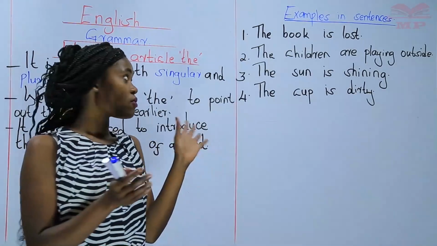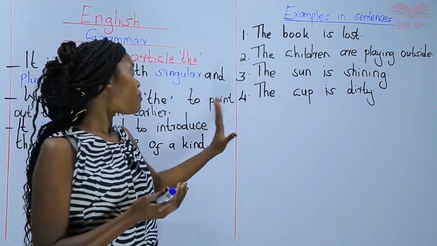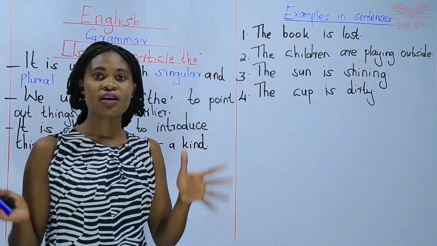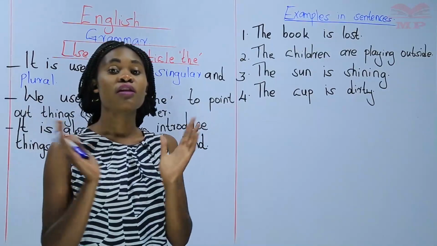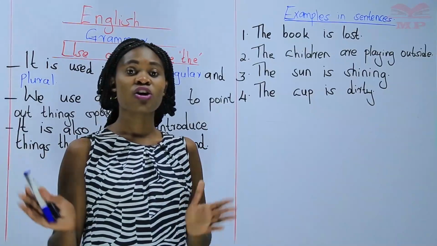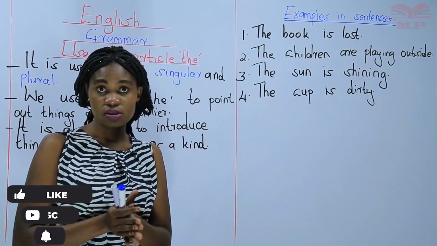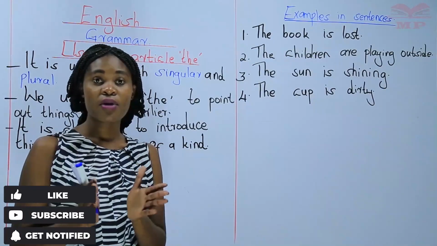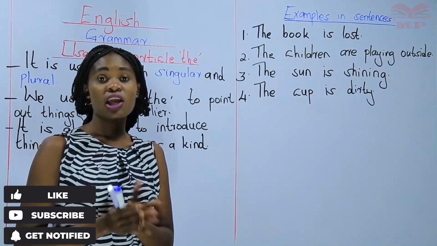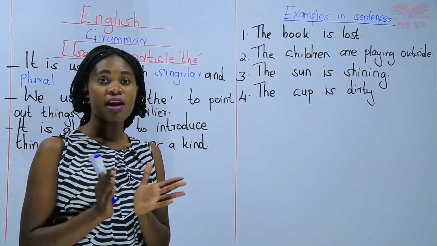So I'll give you work on the articles that you've learned: a, an, and the. You will fill the blank spaces depending on the instructions given. So take out your exercise books with your pencil and rubber. Copy the exercise in very good handwriting.